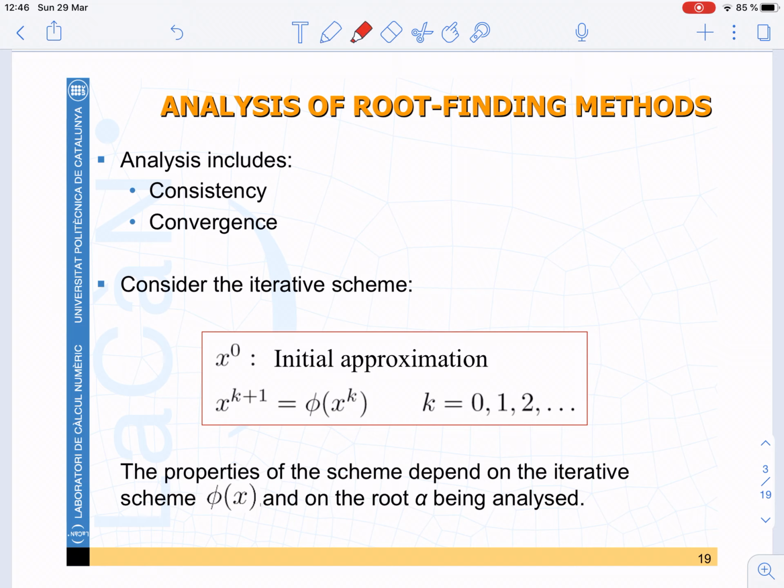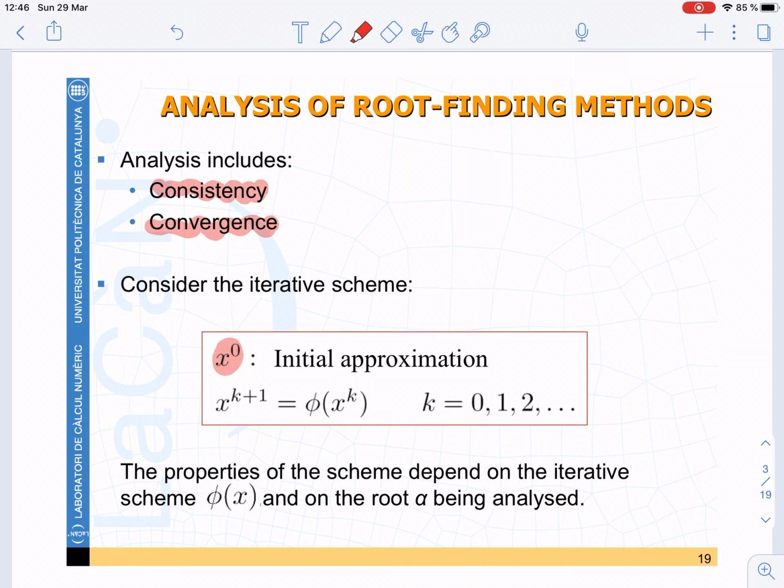Okay, let's discuss the analysis of root finding methods. Why do root finding methods converge, and why do they converge the way they do? We'll discuss two concepts, that of consistency and that of convergence. We'll be mainly focused on iterative methods that can be expressed in the following way.